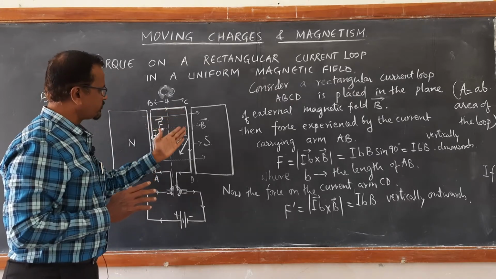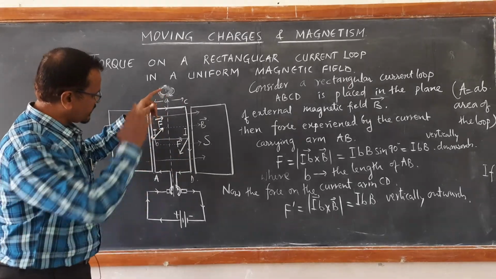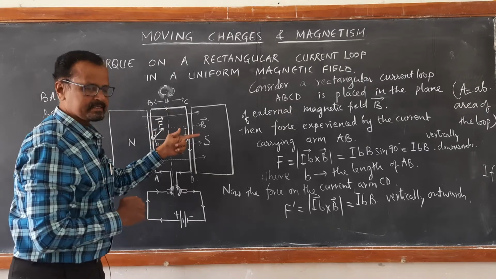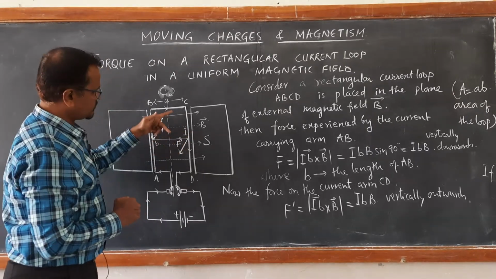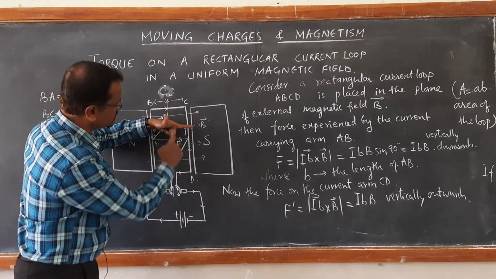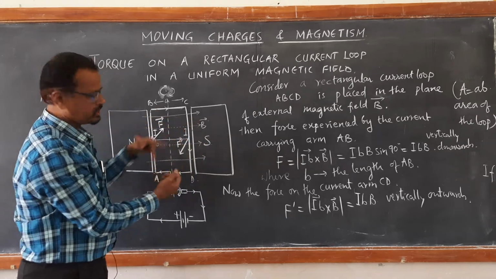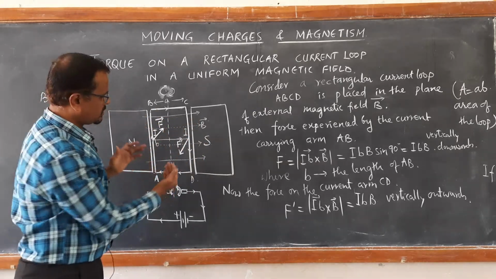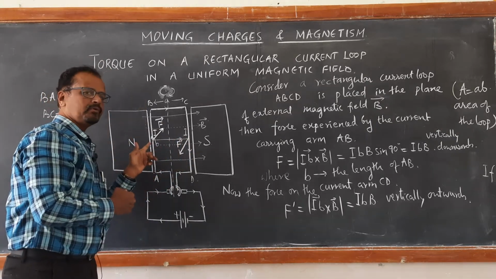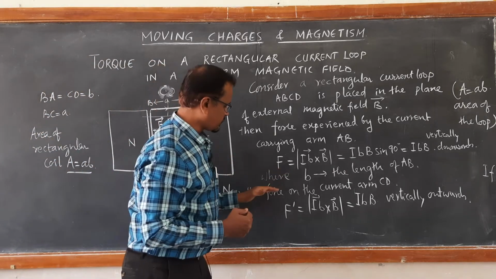At the same moment, look at this CD arm. In the CD arm, the current is vertically downwards. When the current is vertically downwards, you see the field is again in the same direction from north to south. Now, stretch your first 3 fingers to show the direction of current downwards, to show the magnetic field along the forefinger. The thumb shows the direction of force. The force is vertically outwards. So AB is experiencing vertical inward force and CD is experiencing vertical outward force. That's what is written.